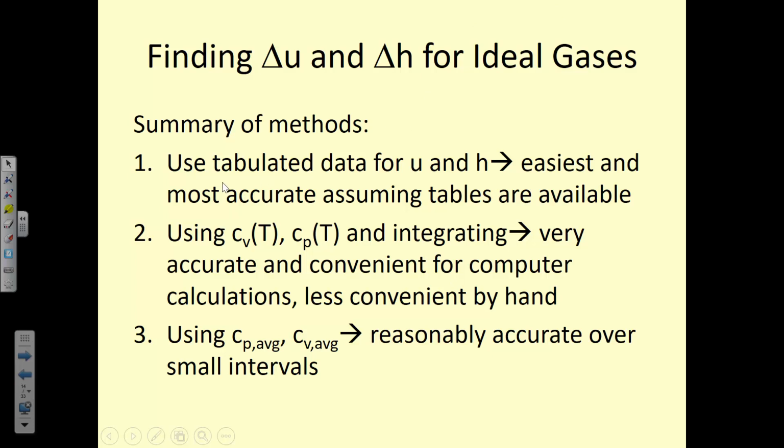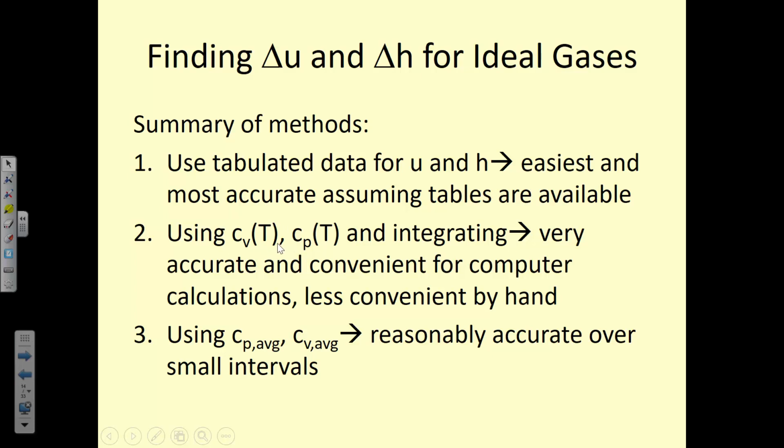The best method, or the most accurate method, is to use the tabulated data. If we look in the property tables in the back of the book for any of the fluids that are commonly used within this textbook, water, refrigerant, ideal gases, there will be U and H values that we can just look up directly. So it's easy, it's accurate, and assuming we have the tables available, you can do it quite readily.